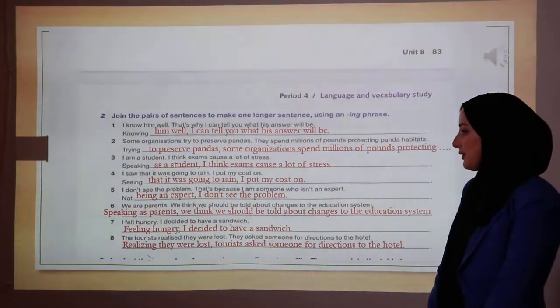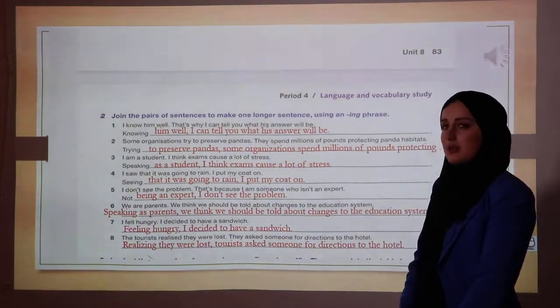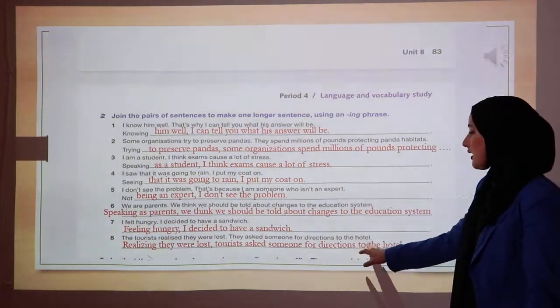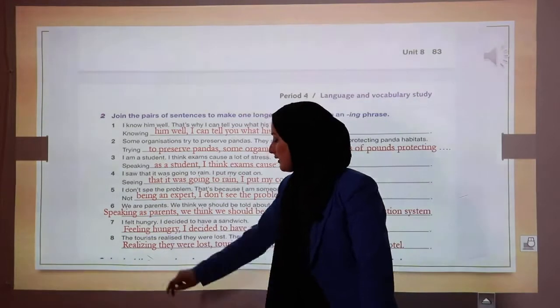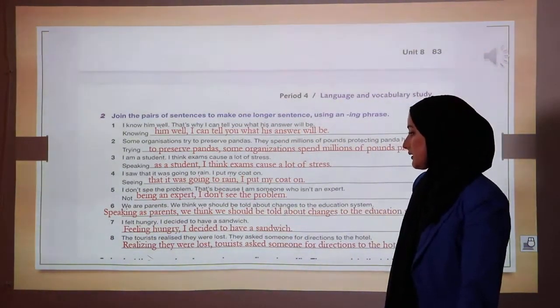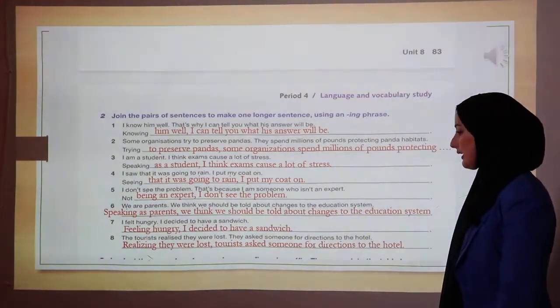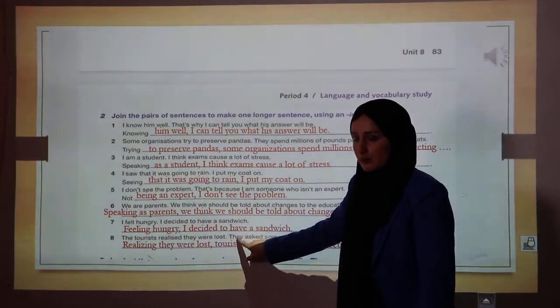The last example, the last sentence: the tourists realized they were lost, so they asked someone for directions to the hotel. Start with the reason, put the verb in the ing form, realizing they were lost, comma, the tourists asked someone for directions to the hotel. And it's better to put the name instead of the pronoun.